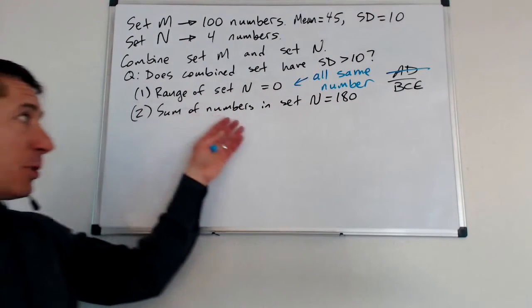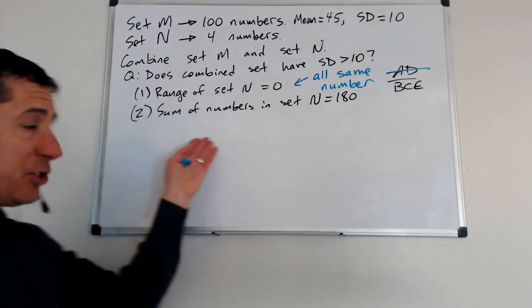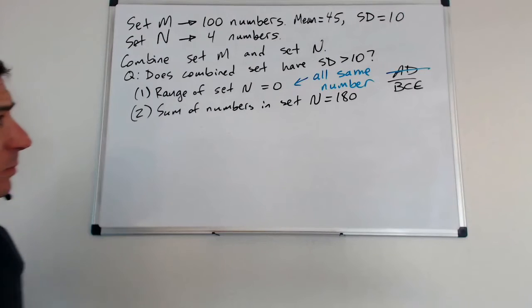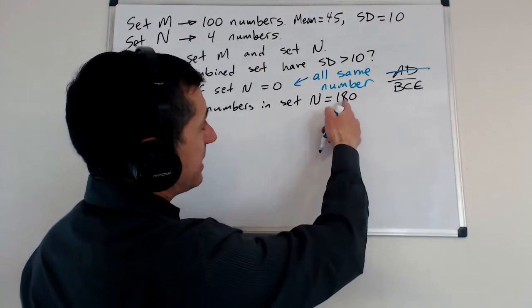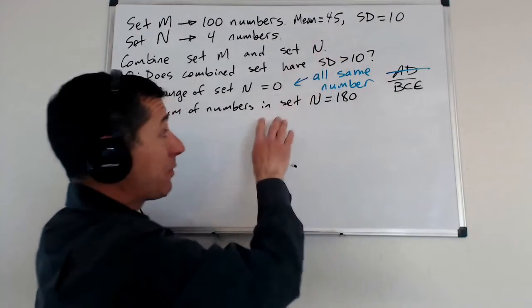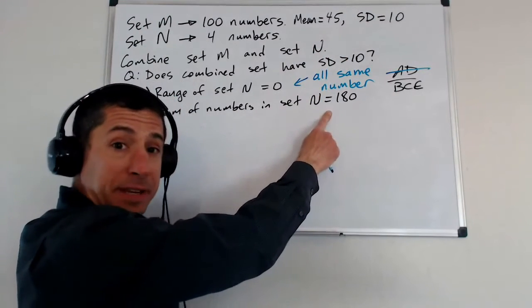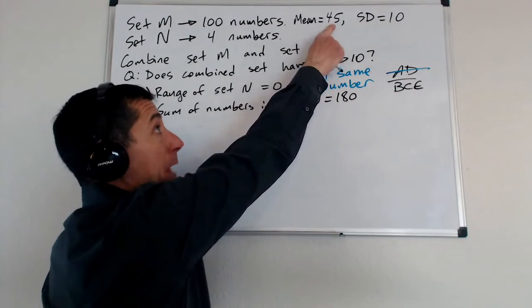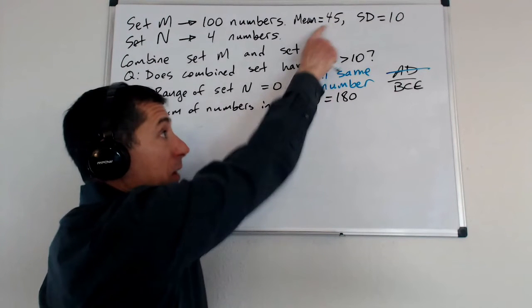Statement 2, so wash your brains. Forget about what we just learned about the range. Statement 2, sum of the numbers in set N is 180. Well, let's play that out a little bit. It's very possible that those 4 numbers are all 45, but we don't know that yet from this alone. So is it possible that it shrinks the standard deviation? Yeah, those 4 numbers could still add up to 180 and be very close to 45. They could also be way outside of it.